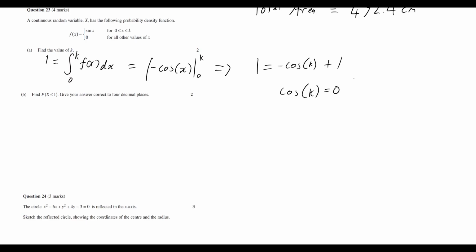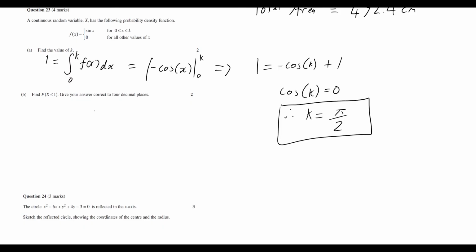So now we just need to determine, well, when does the cos function equal 0? Well, we know that the cos function equals 0 at pi on 2. And that's going to be our answer here. So we can say, therefore, k equals pi on 2. And you can also simply find that out by taking the inverse cosine of both sides here. Okay, and that's part A.